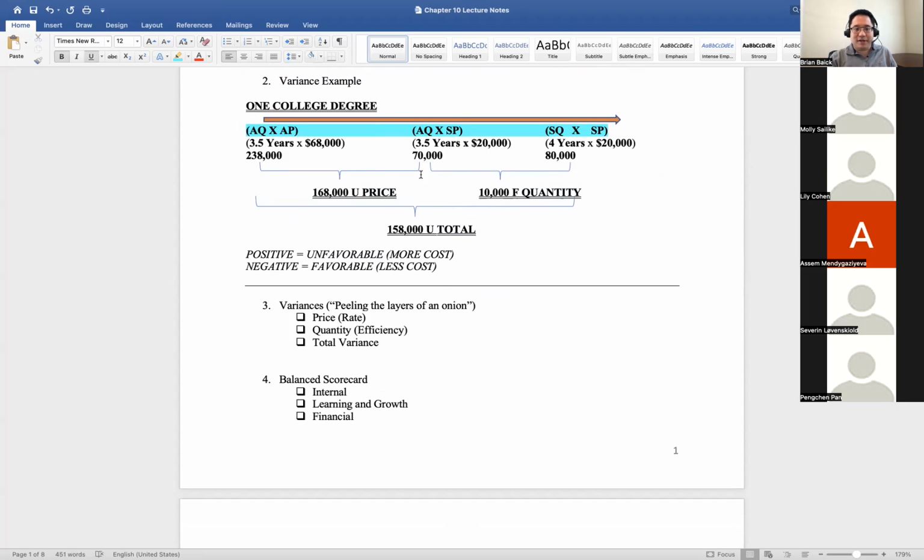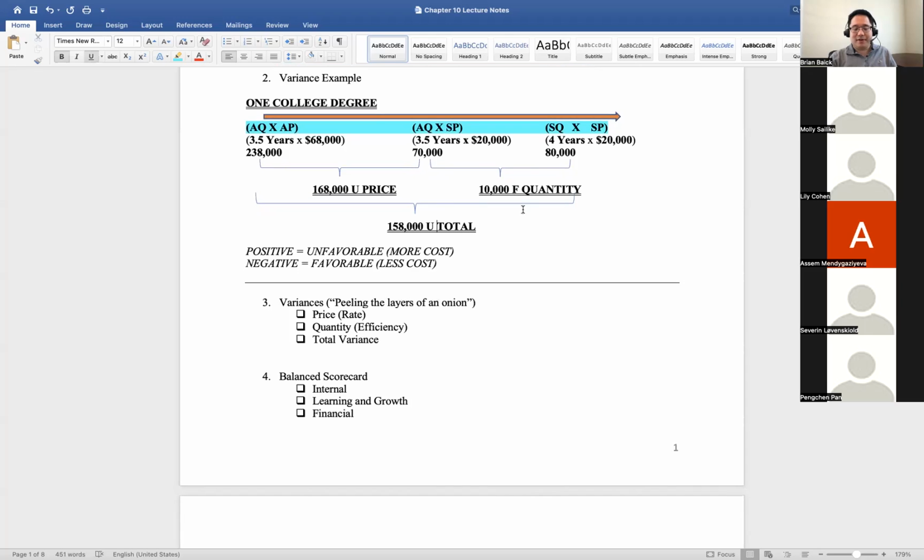So if you interpret this, this is what it means. It means, hey, I'm trying to get one college degree. I think it's going to cost $80,000. That's what you thought here. I thought I was going to spend 4 years in school. I thought I would pay $20,000 a year. So I thought it would cost $80,000.